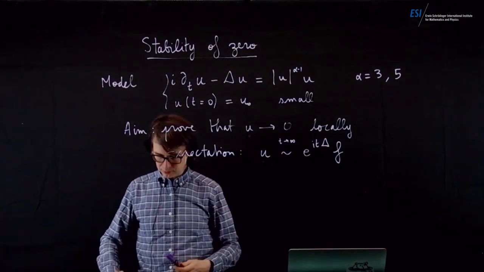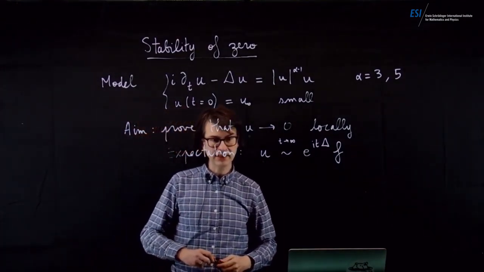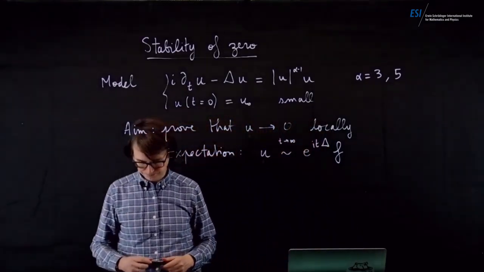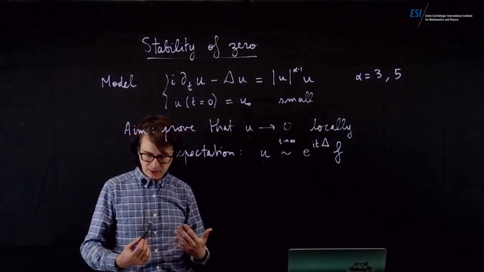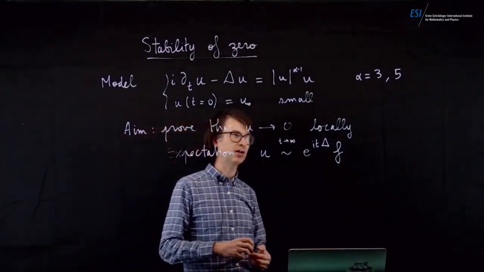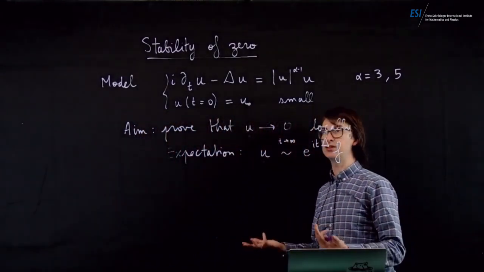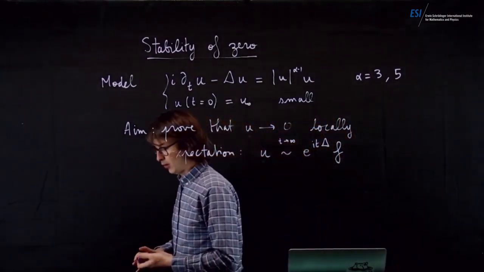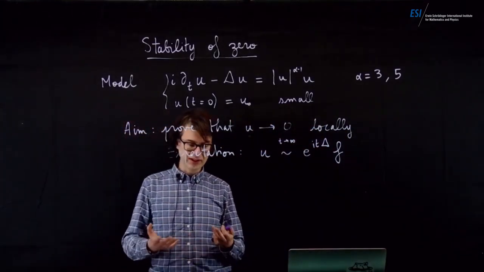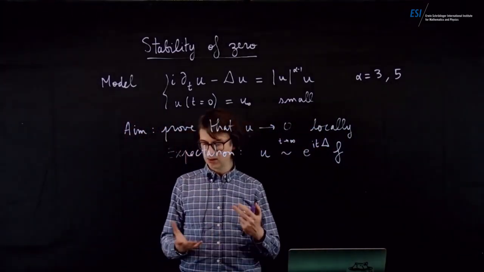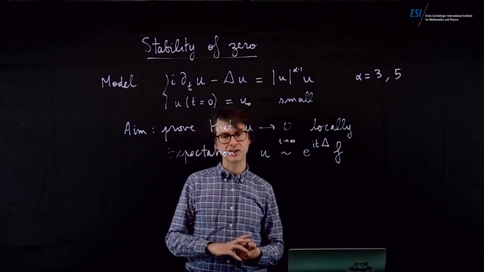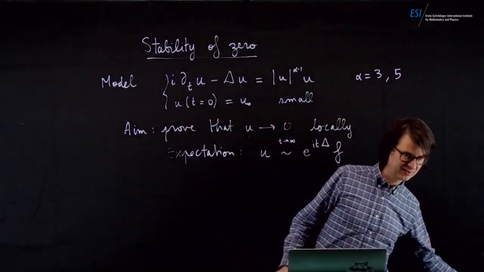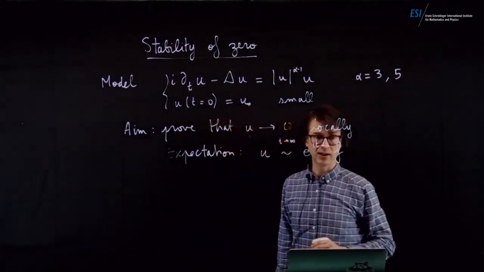Before getting into estimates, I would like to discuss what mechanisms are responsible for the stability of zero. What are the mechanisms that yield stability or, of course, conversely, instability? Let me erase. But perhaps you have any questions before I go further?